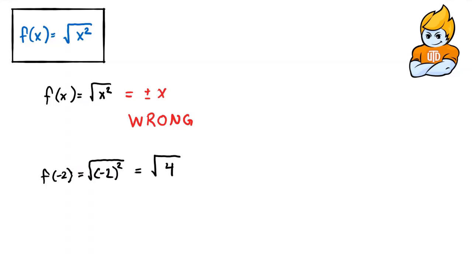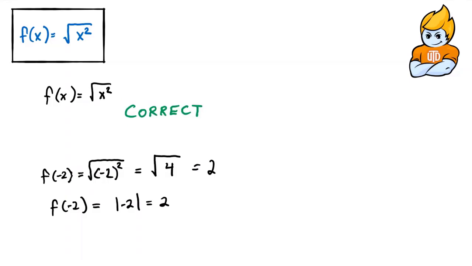Consider negative 2 squared, square rooted. Squaring the negative 2 gives you a positive 4. The square root of positive 4 is 2. So this function had the effect of taking the absolute value of negative 2. So now let's write down what square root of x squared actually reduces to. It's equivalent to the absolute value of x.